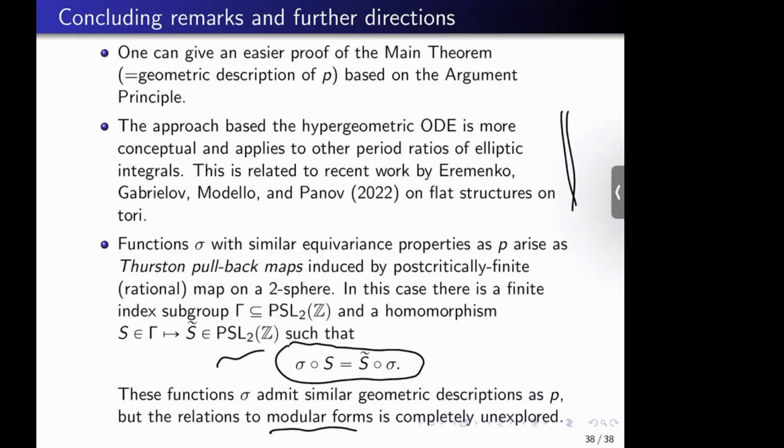All right, let me maybe then ask a few questions. In this last remark that you made, what kind of relations do you expect? Yeah, it would be kind of nice to be able to write some of these Thurston pullback maps explicitly in terms of these basic modular functions. I think this is more than a silly exercise because you can then translate this into some geometric moduli problems. So I think that's something that somebody should look into.